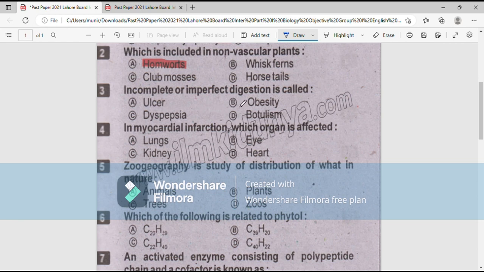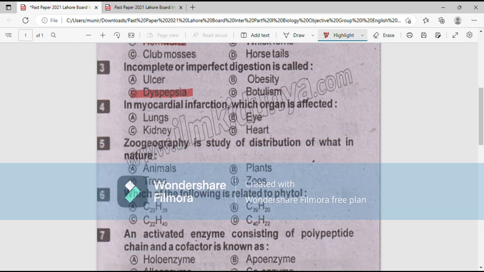The second is obesity. Obesity, you know, is simply abnormal or excessive fat, so it is also not the option. The third is dyspepsia. Dyspepsia is the correct option, that incomplete or imperfect digestion is called dyspepsia. But we will also discuss the last option, that is botulism. Botulism is a serious illness caused by a special toxin produced by a bacteria called Clostridium botulinum. So the correct option will be option C, dyspepsia.